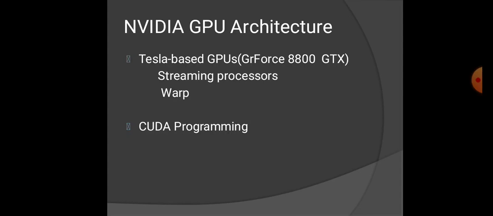Next, CUDA programming. A CUDA program is a unified C++ program for heterogeneous CPU and GPU systems. It executes on the CPU and dispatches parallel work to the GPU. This work consists of data transfer from main memory and a thread dispatch. The thread is a piece of program for the GPU.